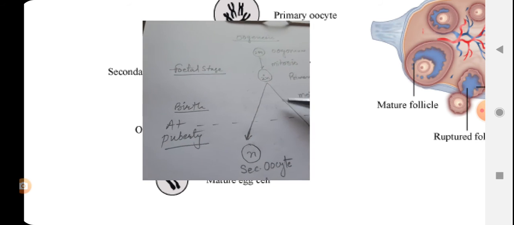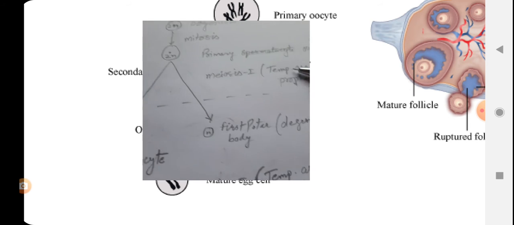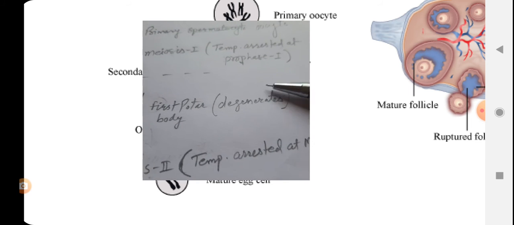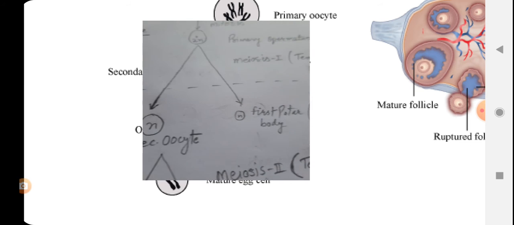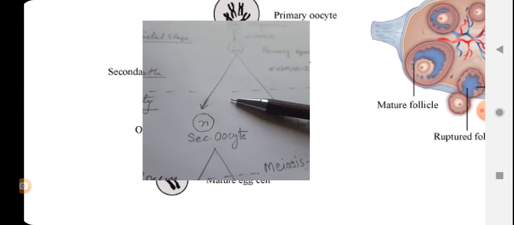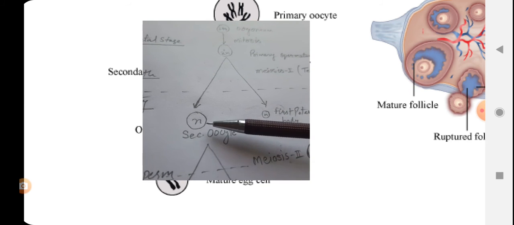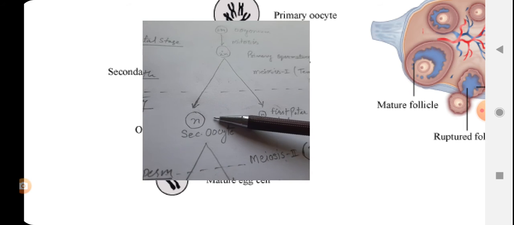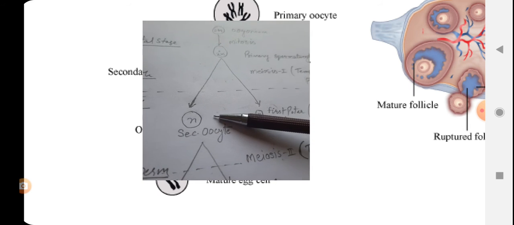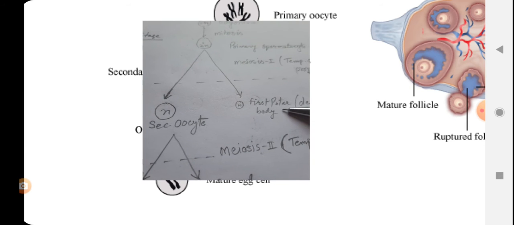puberty, this meiosis first is arrested at the prophase first stage, and after birth, when the female reaches puberty, the division is completed and forms two unequal cells by cytokinesis called secondary oocyte and the first polar body.